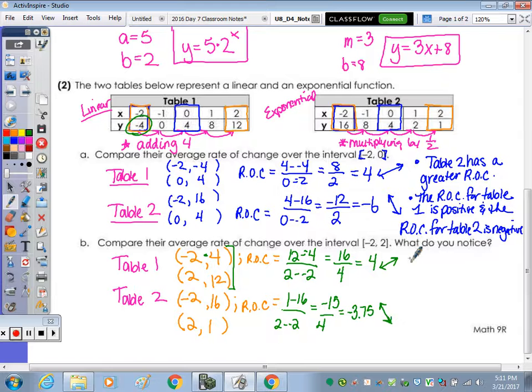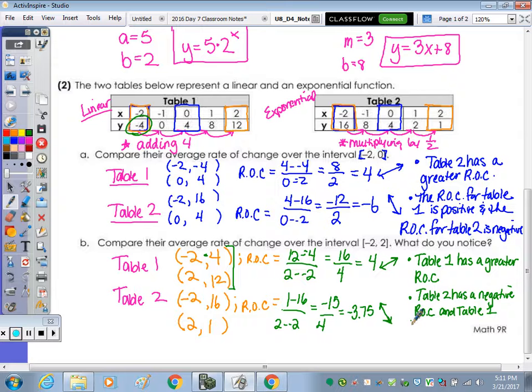So here, our rate of change in table 1 is greater. So table 1 has a greater rate of change. And then table 2 has a negative rate of change. Okay, and table 1 has a positive rate of change.